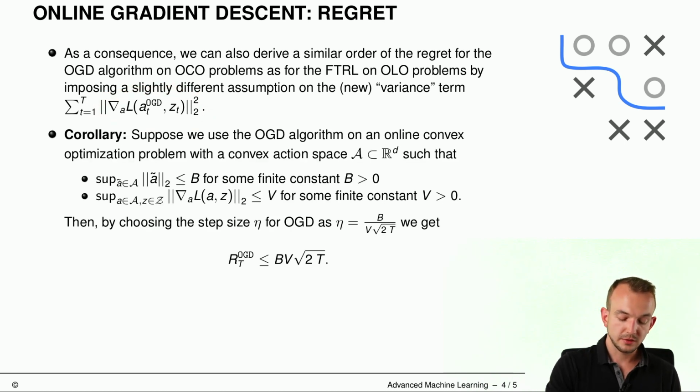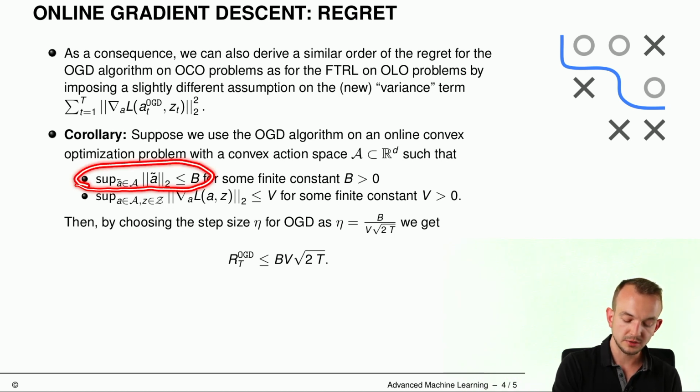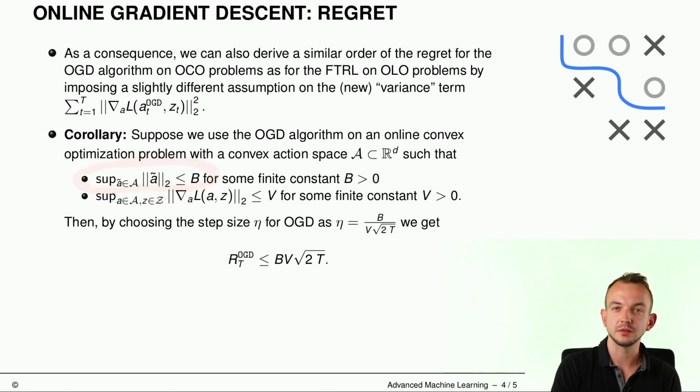We can get the following result if we use the online gradient descent algorithm on some online convex optimization problem with a convex action space, which can be a subset where we then have to project in the worst case for choosing the actions. And the action space is such that we can find a radius b such that all actions, in terms of their Euclidean length, are within this Euclidean ball of radius b for some finite constant b.